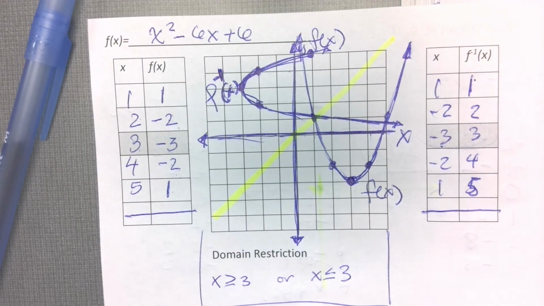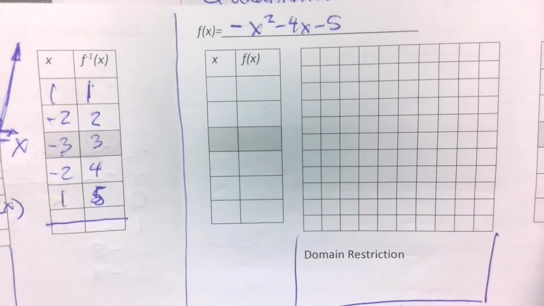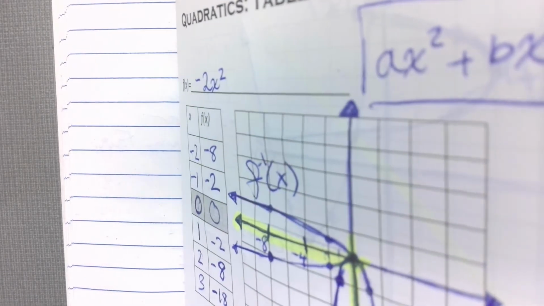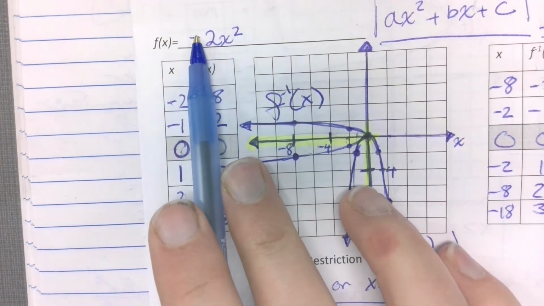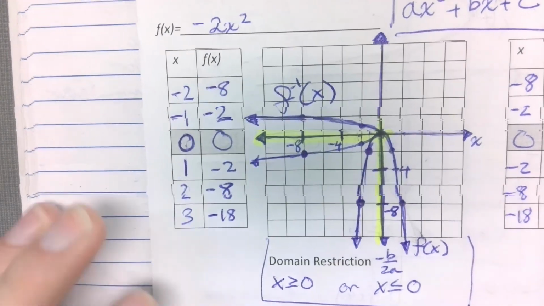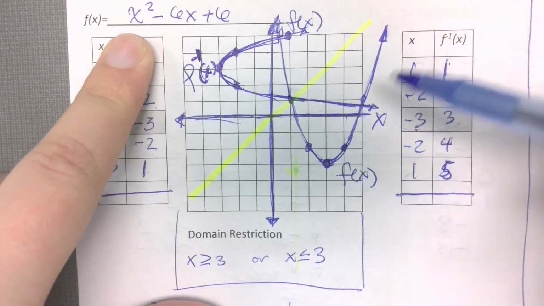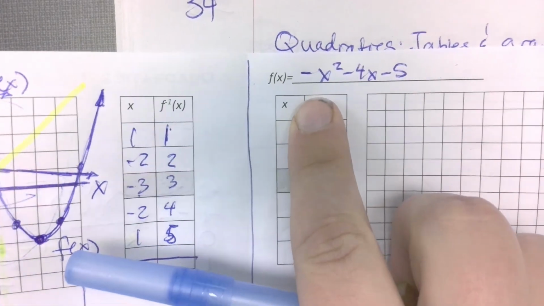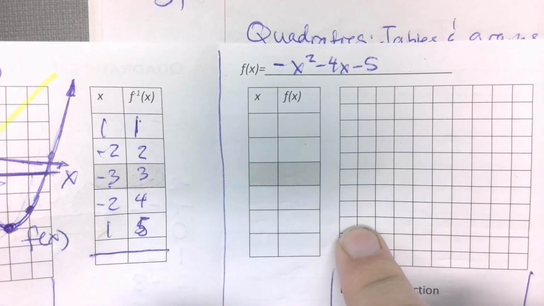Okay, last example. This one's different for 2 reasons. Well, I want to point something out. When there's a negative in front of the x squared, it points down. When there's a positive or an implied positive, it points up. So which way is this going to face? Down. So I already know this is going to be a frowny face.